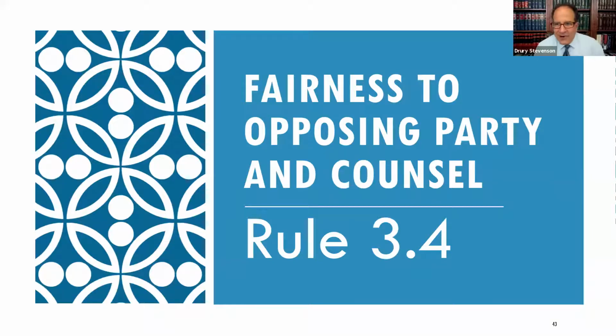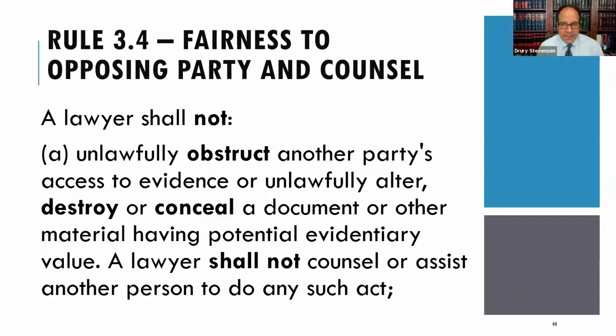Here in the middle of our rules about advocates and litigation, we have 3.4, which is fairness to the opposing party and counsel. So we actually have some rules about how you treat the opposing party and the opposing lawyer in the case. So here we go, Model Rule 3.4(a).